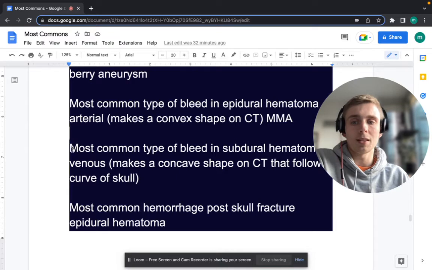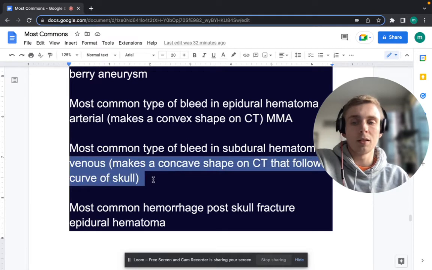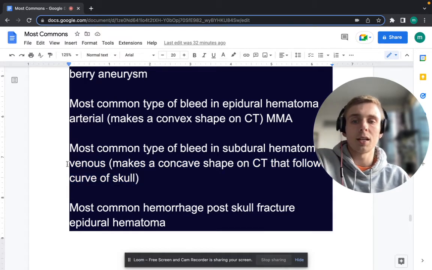Okay, most common type of bleed in a subdural hematoma. So what's the most common type of bleed in a subdural hematoma? Below the dura. This is going to be a venous bleed. So a venous bleed makes a concave shape on CT that follows the curve of the skull. So that's going to be a subdural hematoma.